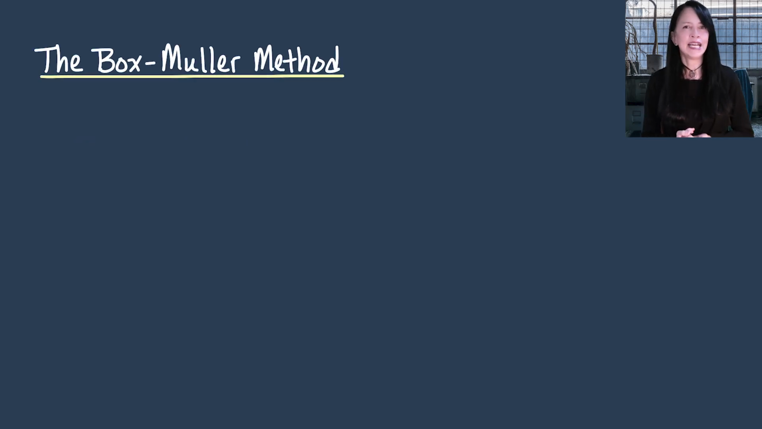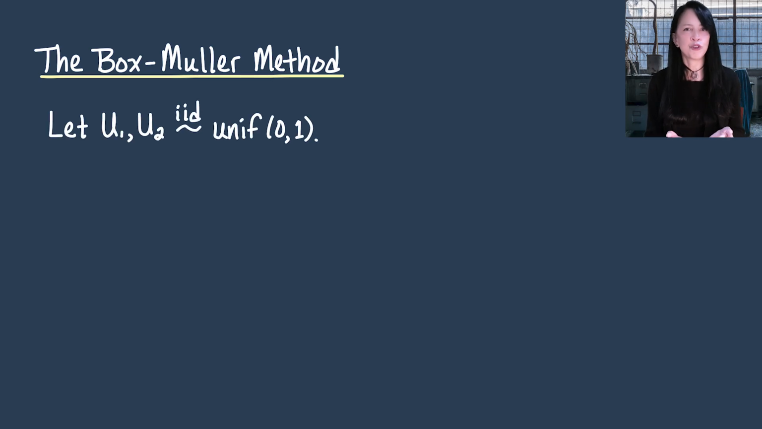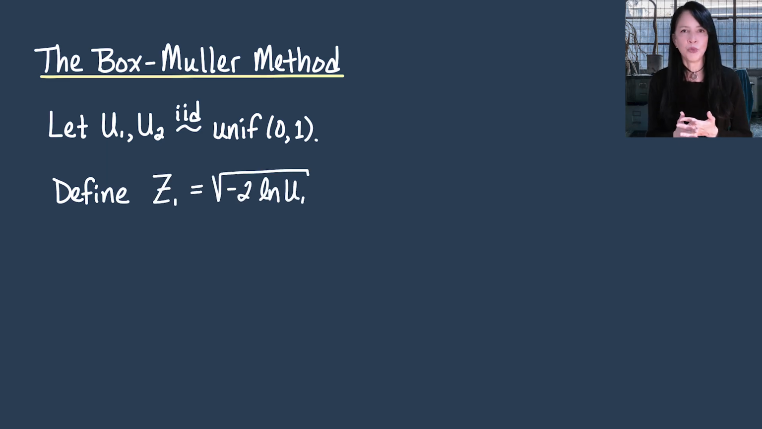What you need to do is to simulate two uniforms. I'm going to call them U1 and U2, independent and identically distributed from the uniform 0, 1 distribution. In practice, you're going to get these two values from your random number generator. I'm then going to define two random variables, Z1 and Z2. Z1 is defined to be the square root of -2 times the natural log of U1, times cosine of 2 pi U2. And of course, U1 being between 0 and 1, the log of that is negative, so this is a positive value under the square root.